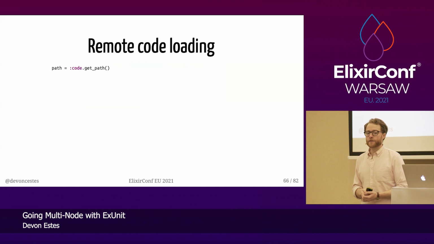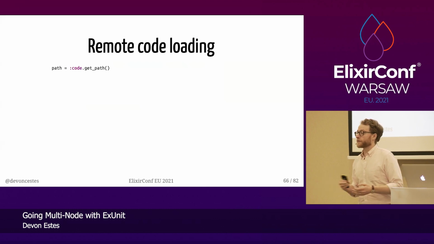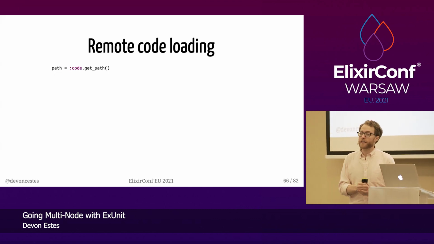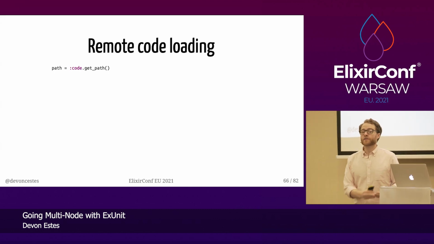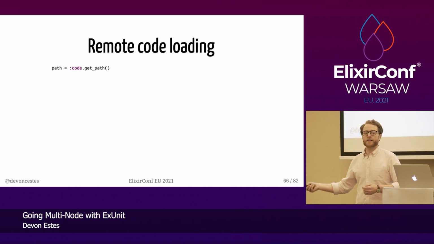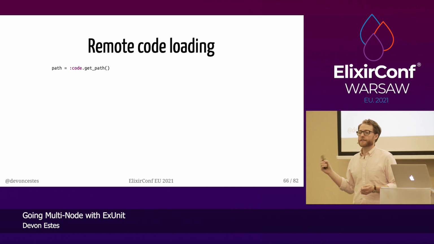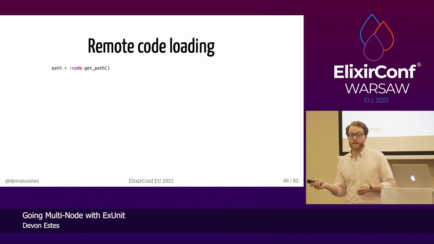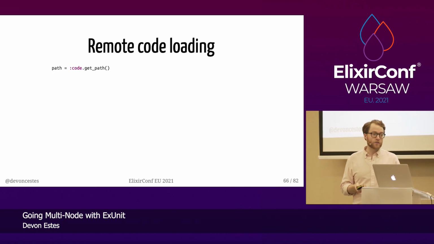So the code path for the beam is one or more directories in which the code server can look for beam files. So if you say, hey, I need to call this function in this module, and it's not loaded, then the code server can say, OK, I know where to look for that. I'm going to go check these beam files and load all these beam files and see if I can find the instructions for that. You can set this at runtime if you boot the beam in interactive mode.